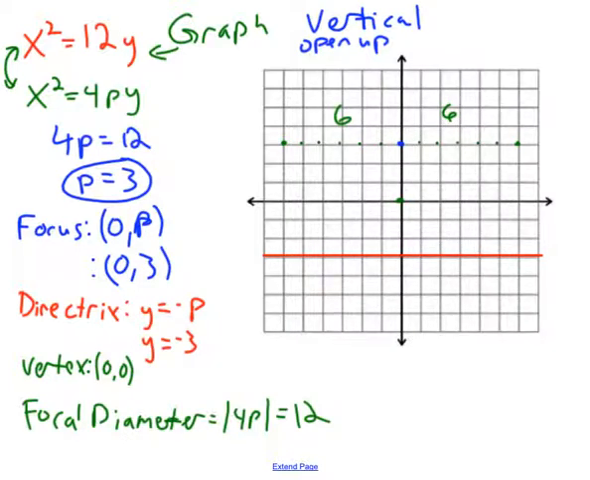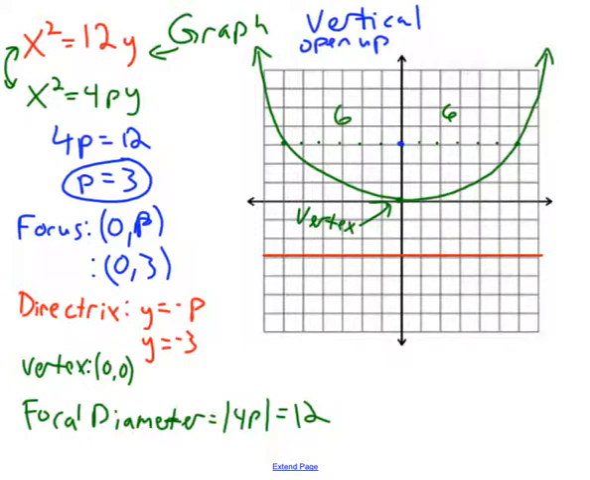So if I can connect a parabolic shape from the vertex through those points on the focal diameter, then I've plotted my parabola. And to label the pieces, here's our vertex.